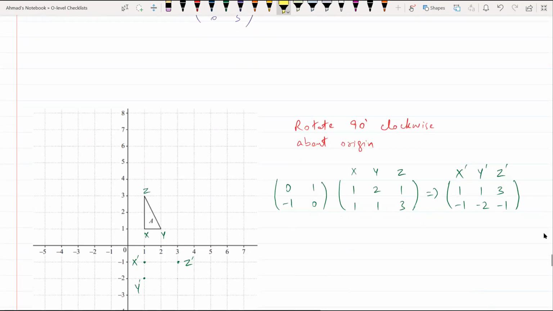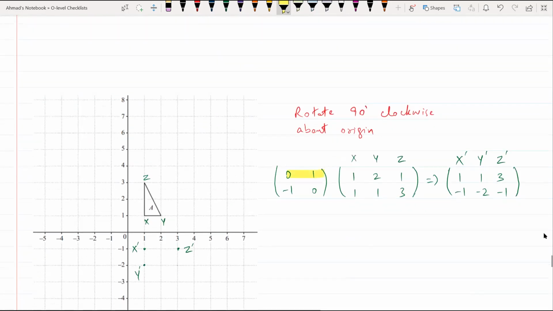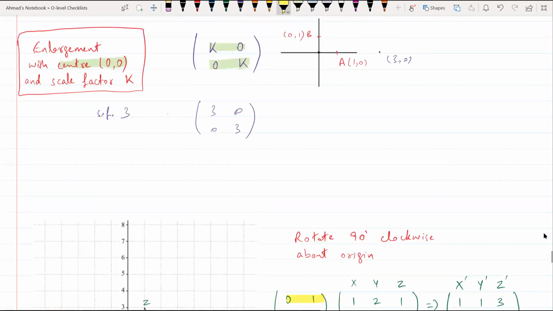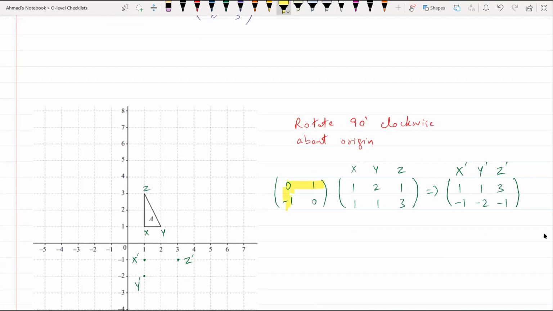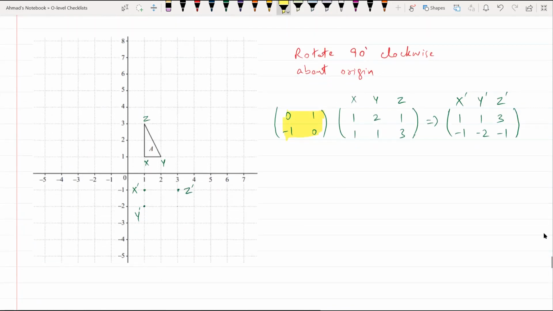आप क्या करोगे? इस matrix को यहाँ पे लिखोगे. Sorry, 0, -1 and 1, 0. So that's 0, -1 and 1, 0. That's your matrix here. इसको आप multiply कर दोगे उन coordinates के साथ, right? So coordinates क्या है? X के coordinate. This is your point X. X coordinates are 1, 1. ठीक है? Y के coordinates, they are 2, 1. Z के coordinates are 1, 3.